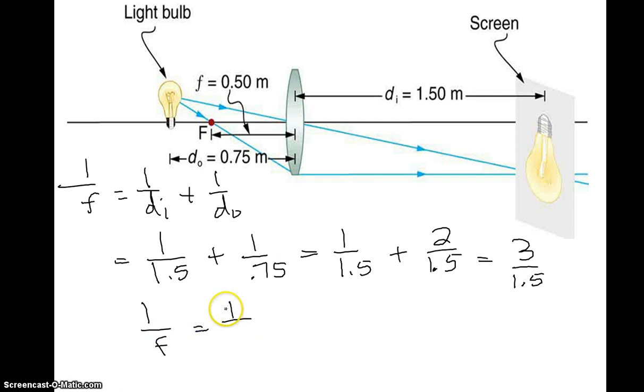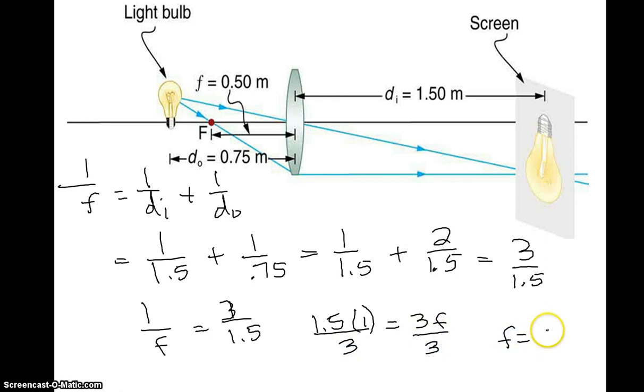So 1 over the focal length will be equal to 3 over 1.5. So what would we do here? If you cross multiply, 1.5 times 1 is equal to 3 times the focal length. Then we could divide both sides by 3. So the focal length ends up being 0.5, and that's exactly what they have right here when we're done. So that's how that focal length formula works. It's not too bad, something we can easily do when we practice it a little bit more.